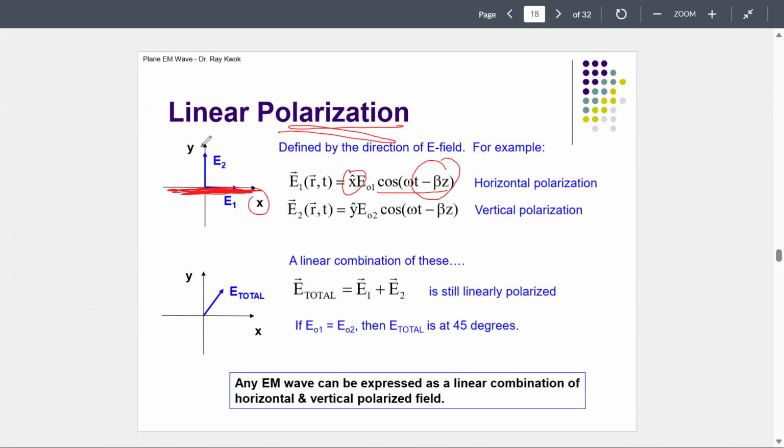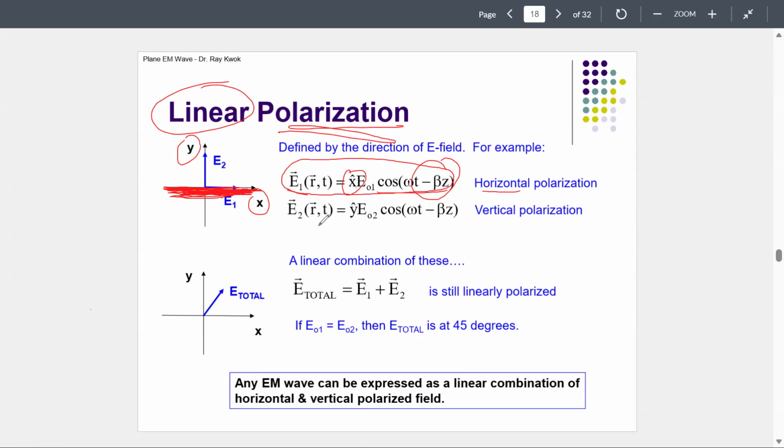So if this is x, this is y, z is coming out of the board. What I'm saying is this wave function is oscillating left and right, and at the same time it's traveling out of the page to you, right? That's how the wave looks. Because the electric field is oscillating left and right, we call this a horizontal polarization. This is part of a linear polarization. Linear means it just oscillates in one direction. It does not change. Okay.